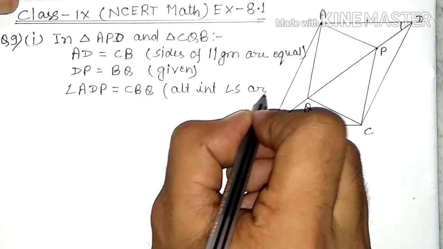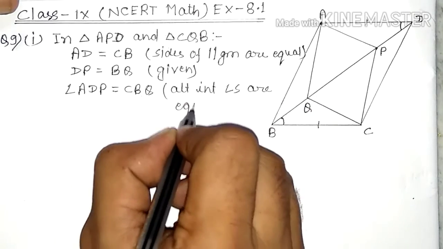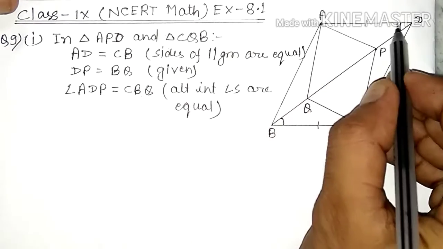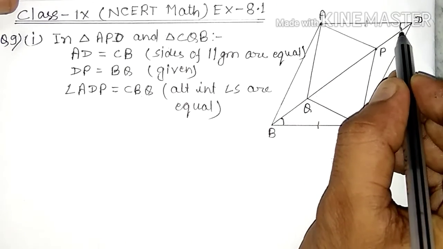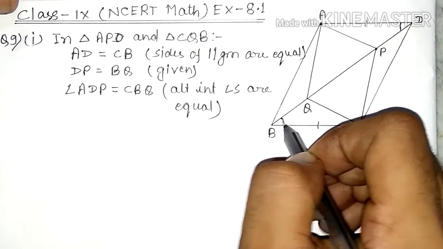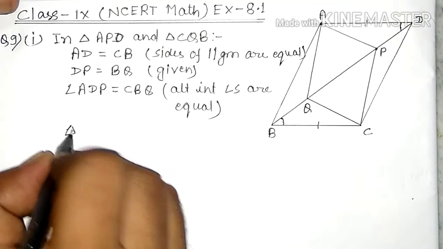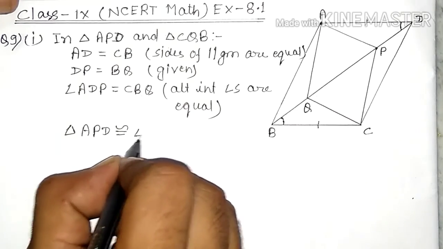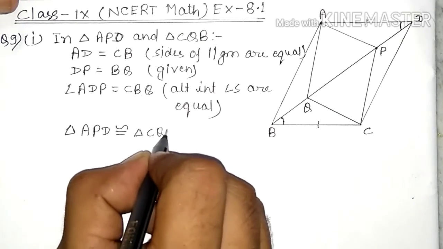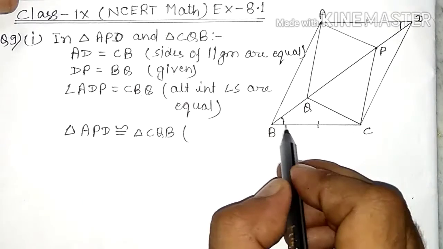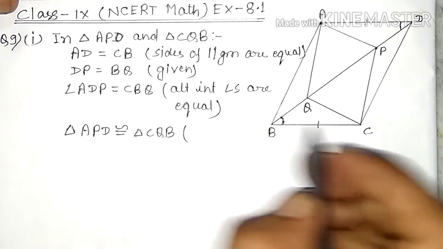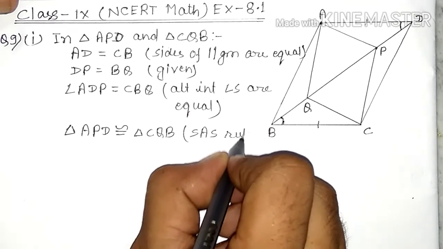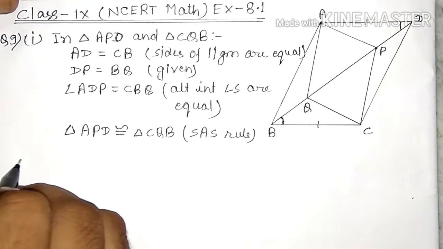Angles are equal. Why? Because this line is parallel to this line and BD is the transversal. So this angle is equal to this angle, alternate interior angle. Hence we can say that triangle APD is congruent to triangle CQB by side angle side congruency rule, by SAS rule. It is proved. Now question number 2.